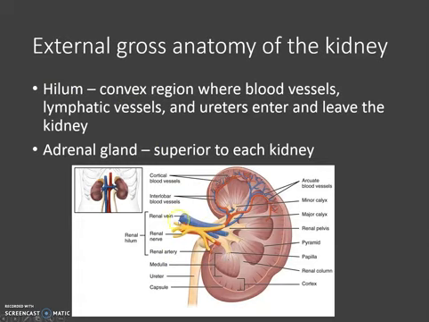So you can see the blood vessels are delivering blood to the kidneys, and then the veins drain blood away from the kidneys, and then the ureter drains the urine down to the urinary bladder. Also, superior to each kidney is where we find the adrenal glands. So you've got two adrenal glands, one superior to each kidney.